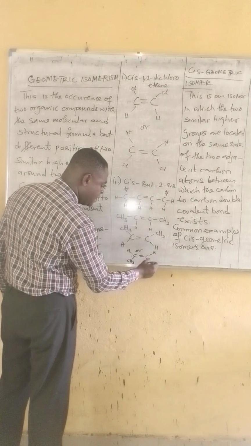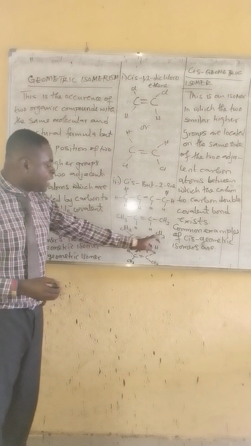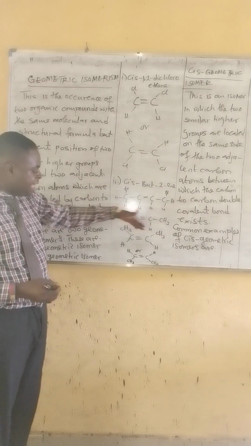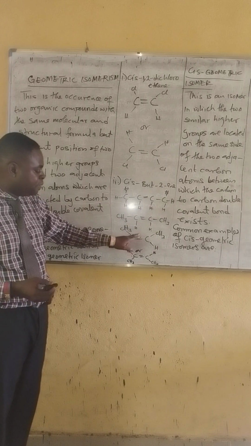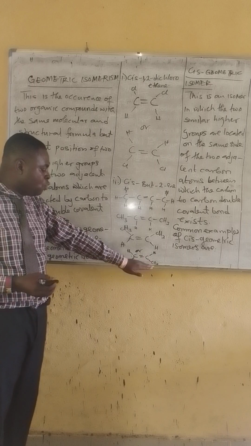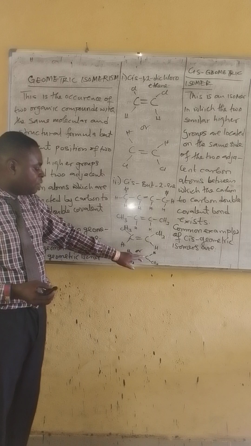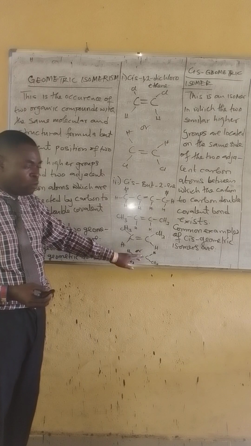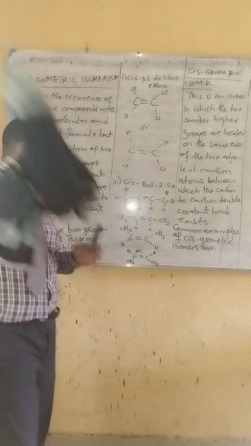CH3 here, another CH3. So what we want to achieve here is that these two higher groups are on the same side, either on the upper side of the two carbon atoms bearing the double bond, or they are at the lower side of the two adjacent carbon atoms separated by a double covalent bond. Now let's look at more examples.